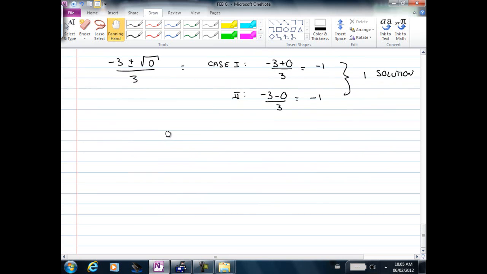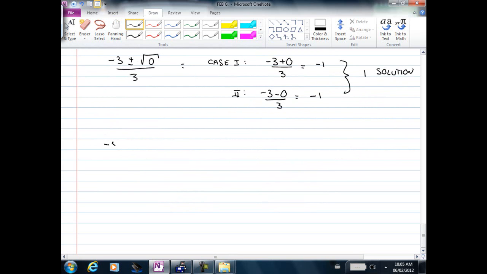Try this one. What if I give you this? Negative 5 plus minus root negative 320 over 4. How many solutions would you have for this one? Keep it simple, nothing too bad. Sammy, how many solutions? 0 solutions. Darren, how many solutions? 0. Why do you say 0, Darren? Math error. The reason why it's a math error is you can't square root a negative number. So in this case, you have 0 solutions.